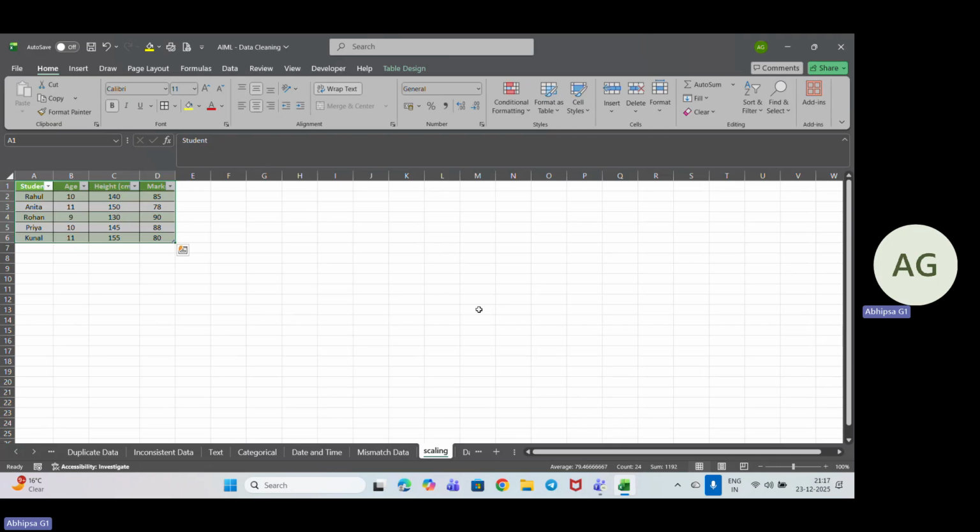Scaling means it takes the numbers to the same size or range. So these are the values we have got. Age is around 10, with 11 as the max. Max is coming down to 11 and mean is coming down to 9. From here, if you can see, the mean is coming down to 130 and max is coming down to 155. Now, marks is coming down around 85, with around 78 being the minimum and 90 being the maximum.